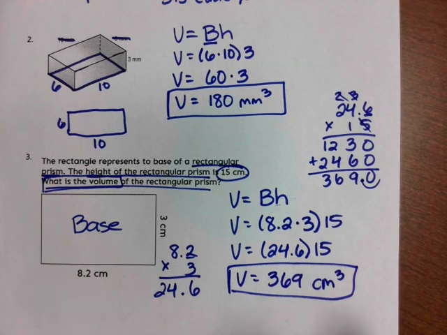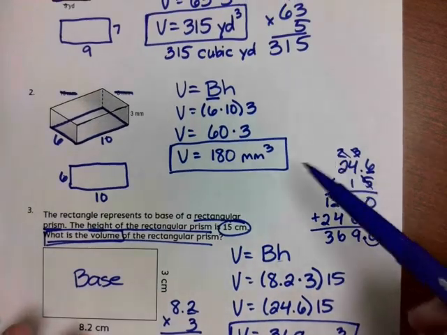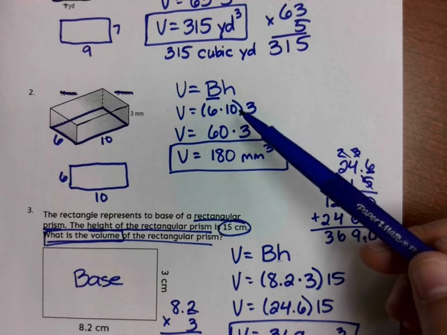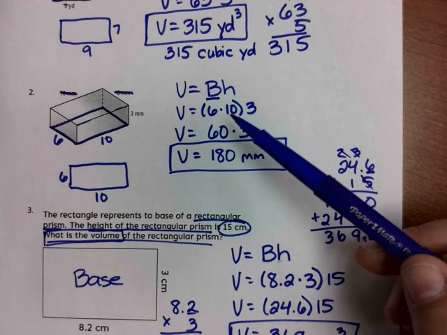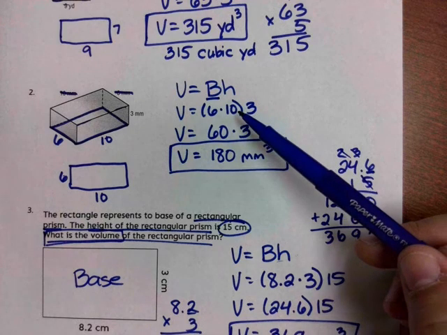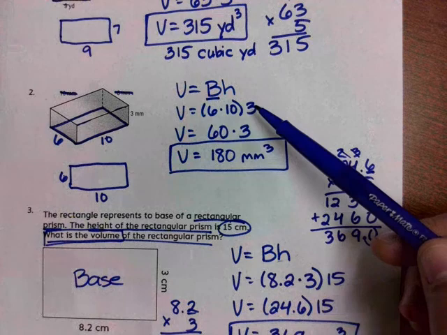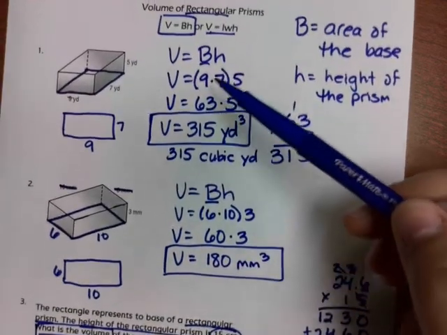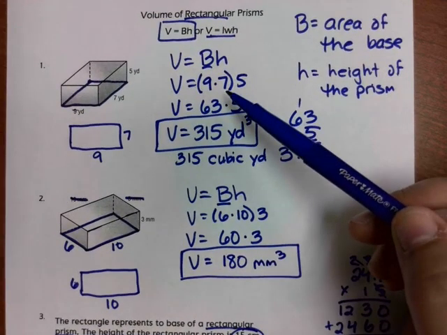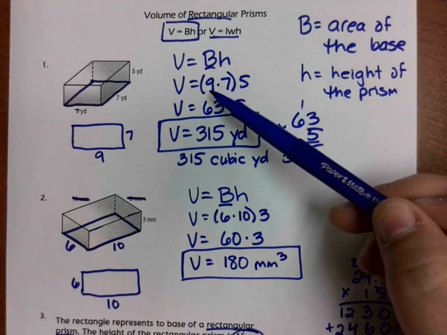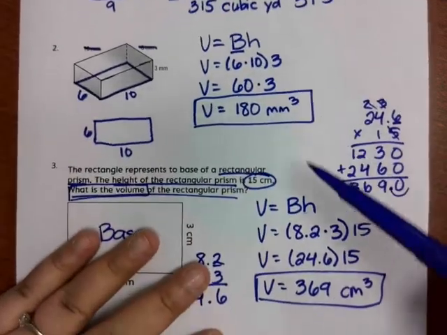Now, one thing I possibly would have done up here, remember we're just multiplying 3 numbers together. You do not have to multiply 6 and 10 first. You could have multiplied 10 times 3 to get 30. 30 times 6 is still going to get you 180. You could have multiplied 7 times 5 to get 35, and then 35 times 9 will still get you 315.